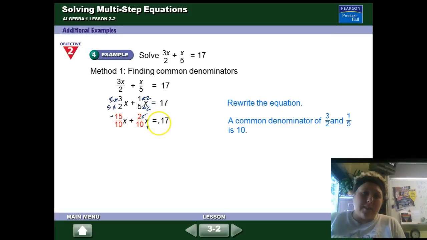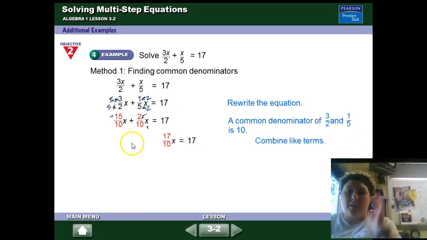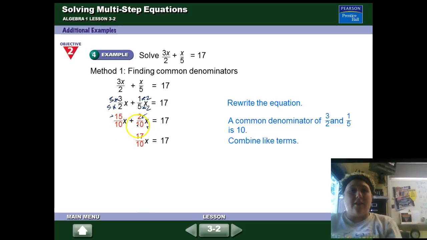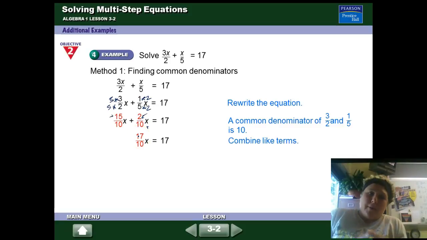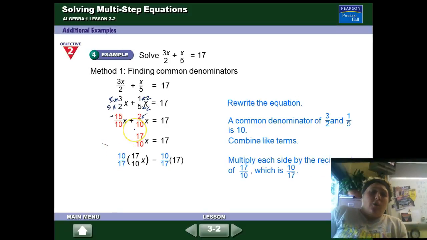So these have a common denominator, so I can combine them. 15 plus 2 is going to give me 17, and then use that denominator to get 10. So that's kind of your basic, if you can remember your basic rules about fractions, you can combine them with addition, they have a common denominator. Okay, denominator does not change, so that's something important to remember, but you can combine them that way. So I got 17 over 10 times x equals 17.